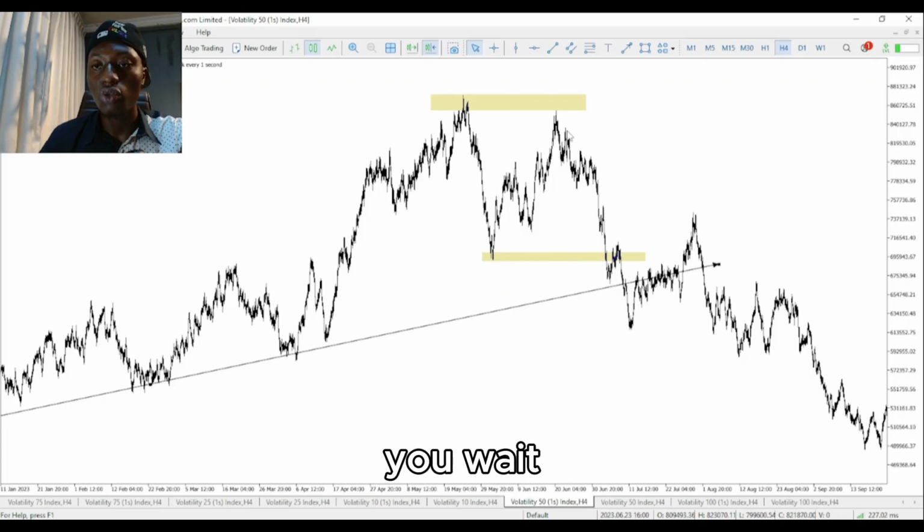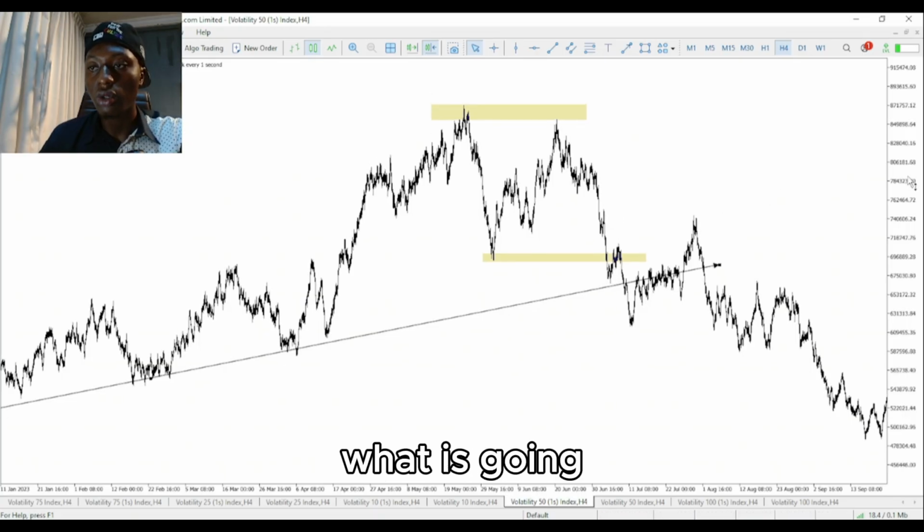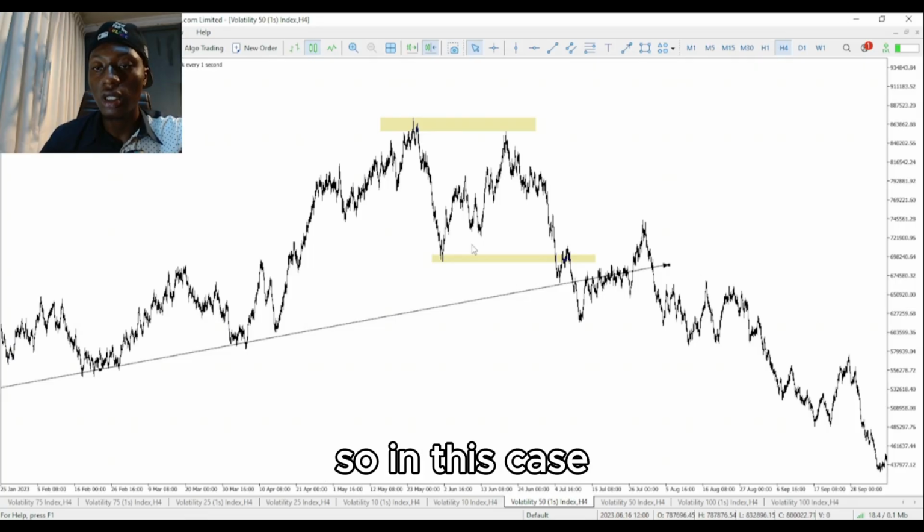You understand? You wait for the market to tell you if it's going to break the high or is going to respect the level and change structure. So you wait to see what is going to happen. That is when you get to be patient. You understand? So in this case, the market told us that it was done with this trend, yeah, and it told us again that it was also done with the trend. This is the first sign. Then this is the second sign.